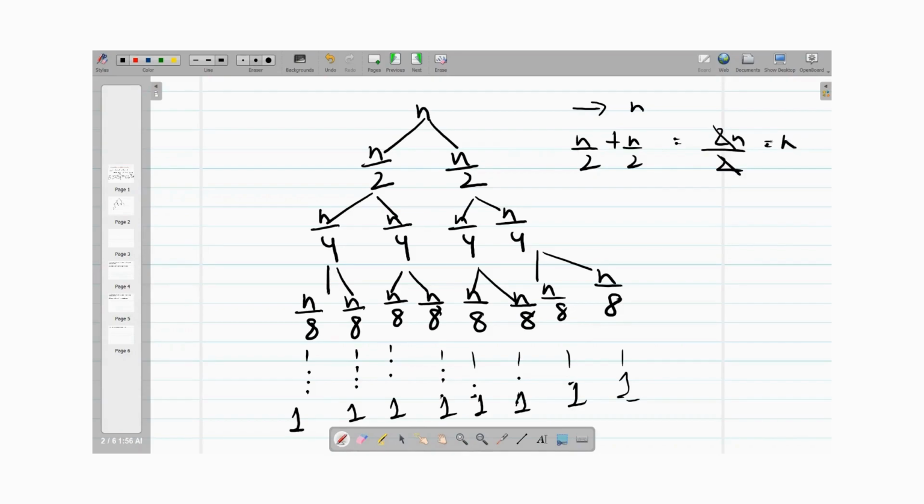So my result is n. At this level also n by 4, n by 4, then n by 4, then n by 4. So this is 4n divided by 4, so it will be n again. Here also, if I add everything, that would cost me 8n divided by 8, and the 8 cancels with n. So at every level we have n cost. And how many levels do we have?